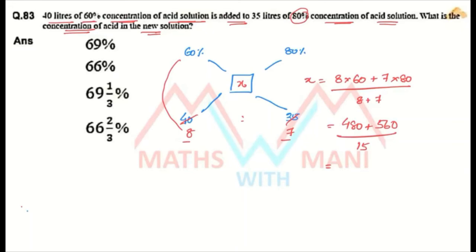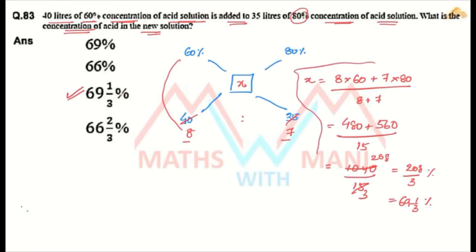480 plus 560 is 1040 by 15. 5 threes are 15, 5 twos are 10, 5 eights are 40. So it is 208 by 3%, that is how much? 69 and 1 by 3%. Where is it? Third option. So this is one method, the general method.